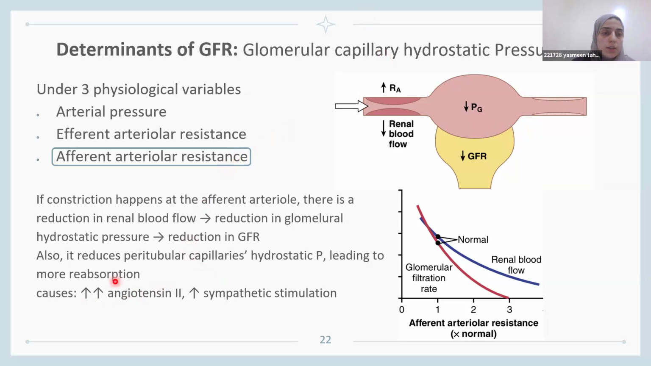So the causes of this afferent arteriole resistance are mainly two. Again, the same angiotensin and sympathetic stimulation, but here it's more under the effect of angiotensin, when we have very high angiotensin. And the efferent arteriole resistance is when we have very strong sympathetic stimulation. So this one is predominated by angiotensin, while the efferent is predominated by sympathetic stimulation.